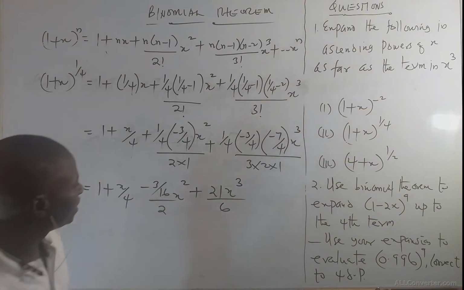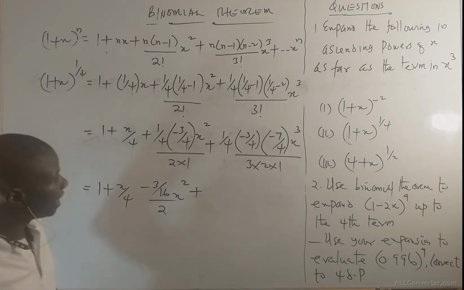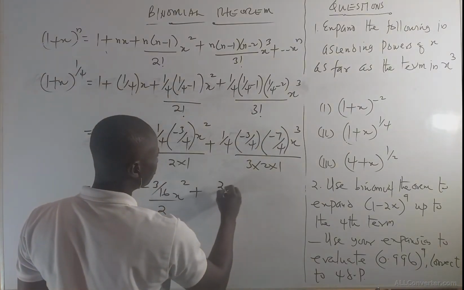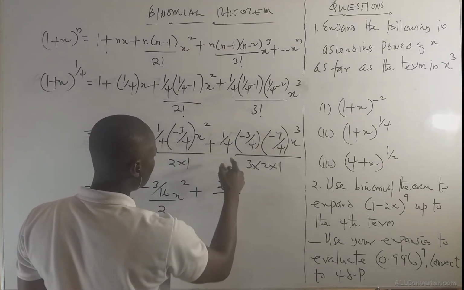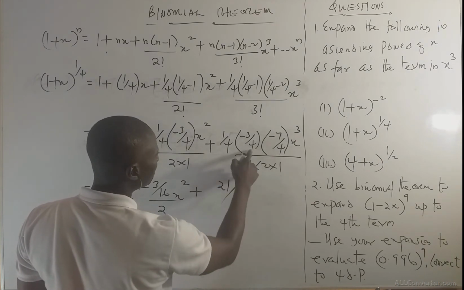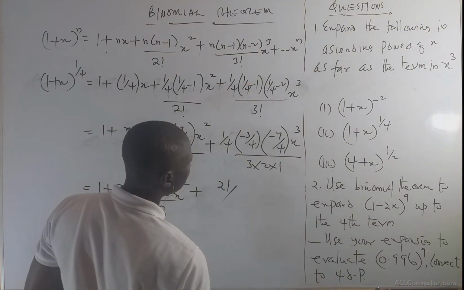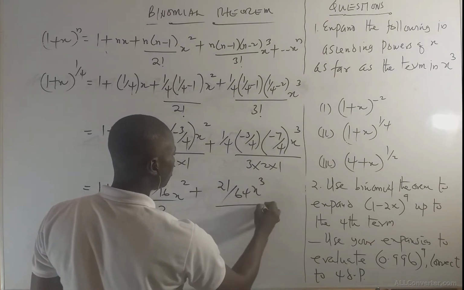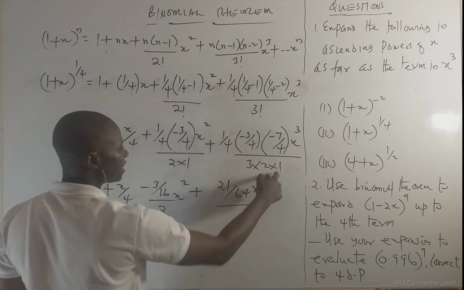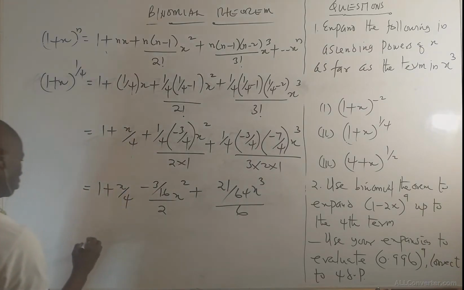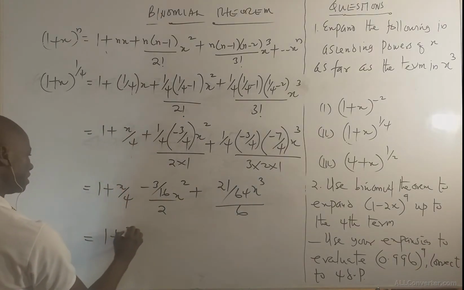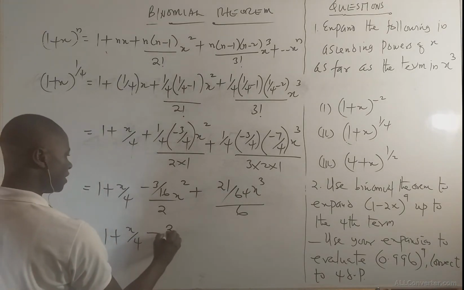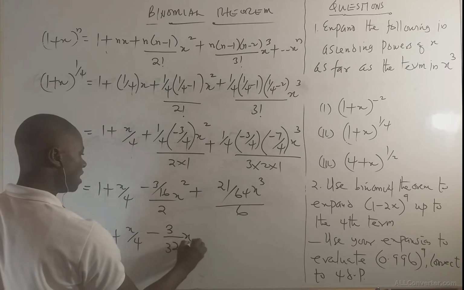Okay, take note of this. It's very important. The numerators will multiply. So 1 times minus 3 is minus 3. Minus 3 times minus 7 will give us 21. Then we have 21 over 4 times 4 will give us 16, and 16 times 4 will give us 64. So we have 64 here, x cubed, all divided by 3 times 2 is 6, 6 times 1 is also 6. And so this should be 1 plus x over 4, then minus, this will be 3 over 32 x squared.